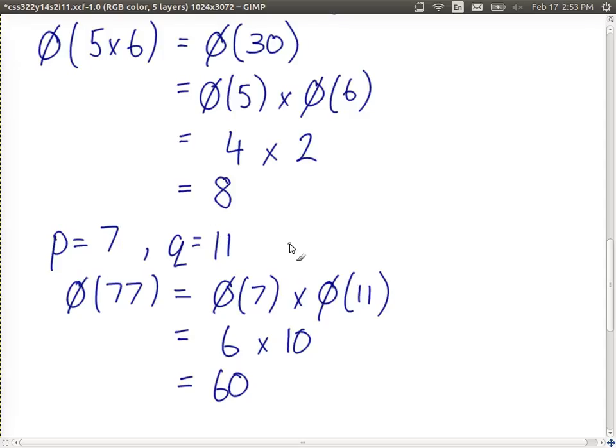So if we have some number n, and if we can factor that number n into its two prime factors, that is, n is made up of multiplying two primes together, then it's easy to calculate the totient of n. Any questions before we move on?